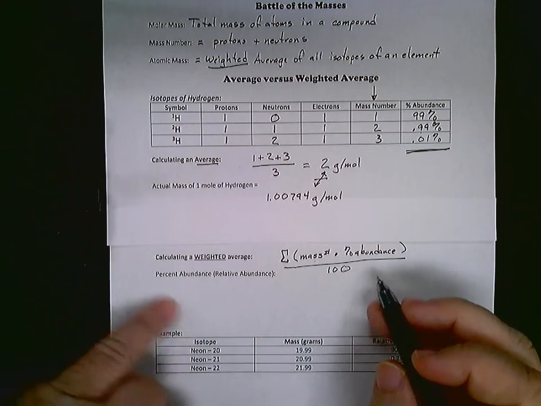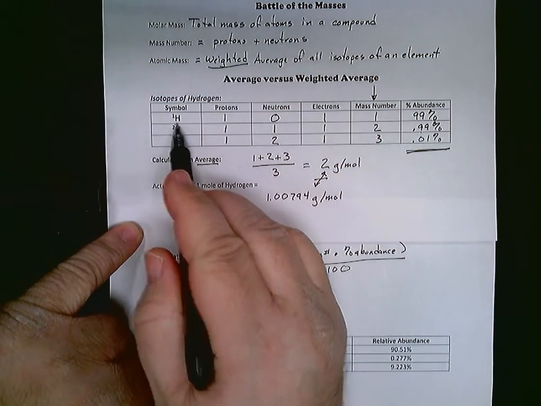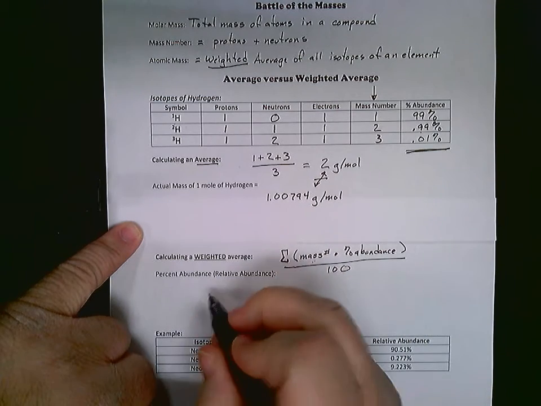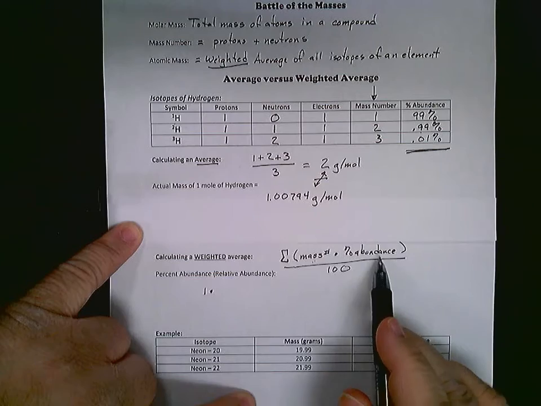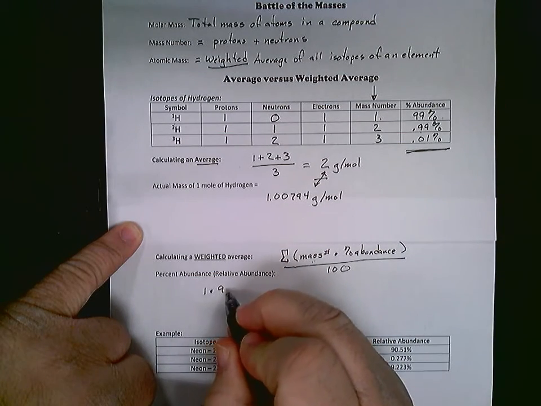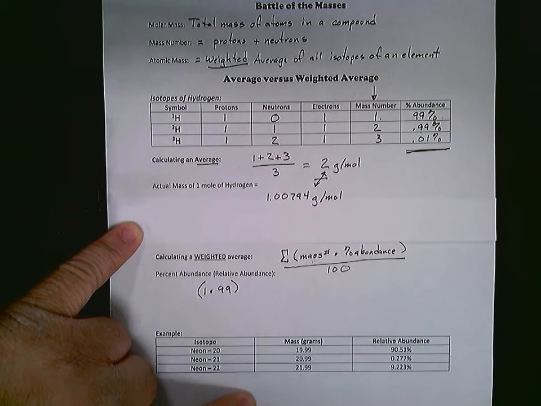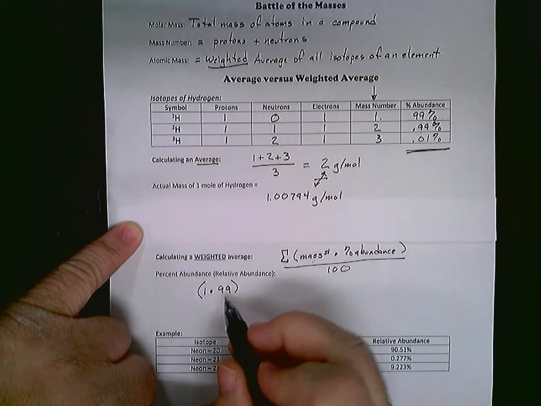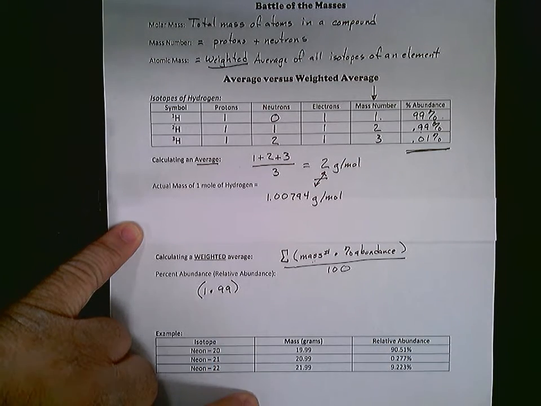So what we're going to do is take the mass number of our first isotope, our mass number, 1. We're going to multiply that by the percent abundance, 99. That's our first isotope. You'll notice I did not change the percentage to a decimal first, okay? I don't do that for a reason, and I'll go over it after I finish setting this up for you first.